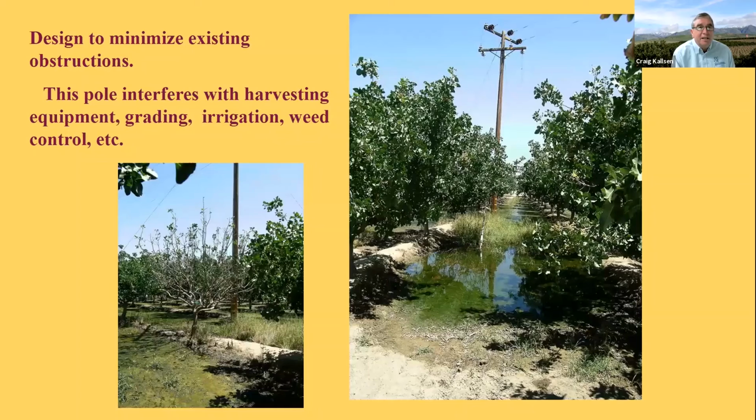And as I said, we want to design to minimize existing obstructions. Sometimes we can go out there and just check the property for poles. Understanding this is probably not the grower's pole right here, how you address this better, I don't know. But these obstructions can cause a lot of trouble with just farming in general.